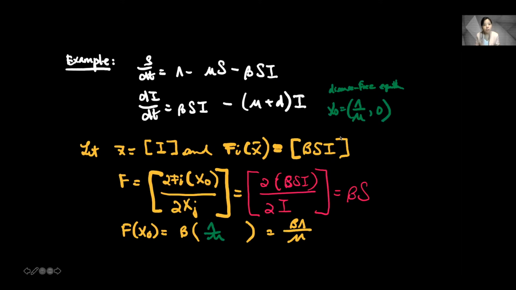So this is a simple illustration. We have a system of a simple SI model. To compute the disease-free equilibrium, we will set these two equivalent to 0 and solve for S and I. Since this is a disease-free equilibrium, I will be equivalent to 0. And then we compute the transmission matrix F, which is equivalent to beta S. And then we substitute the disease-free equilibrium point, and we arrive at this value, beta times lambda all over mu. So again, F represents the rate of appearance of new infections.